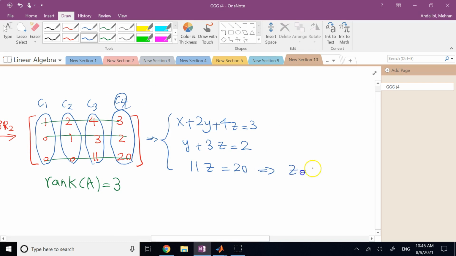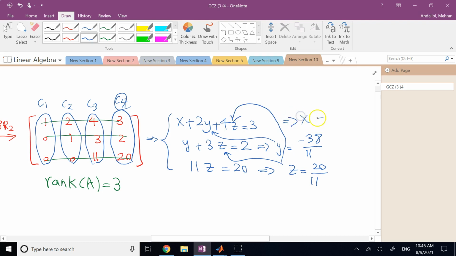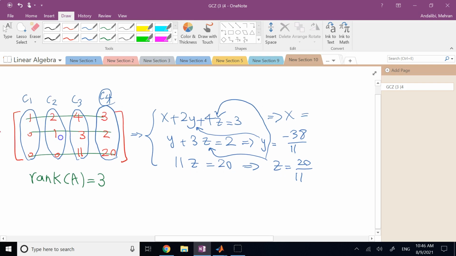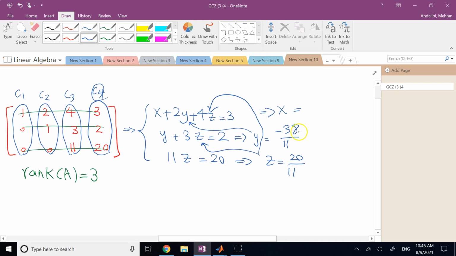You clearly see z is 20 over 11. Plug it back here, backward substitution. You'll get y to be 60 minus 22, so that's negative 38 over 11. And then plug both of them back into the first one, correct? That should give you some x value, which is basically 33.